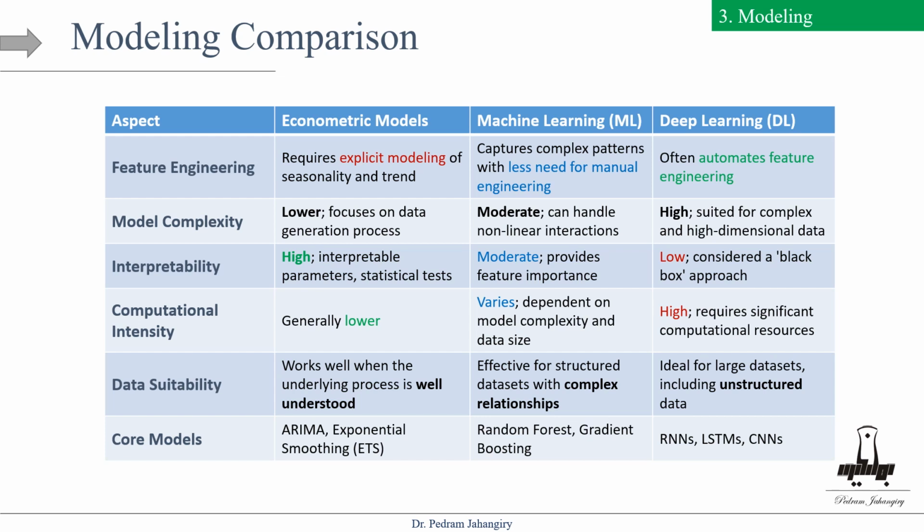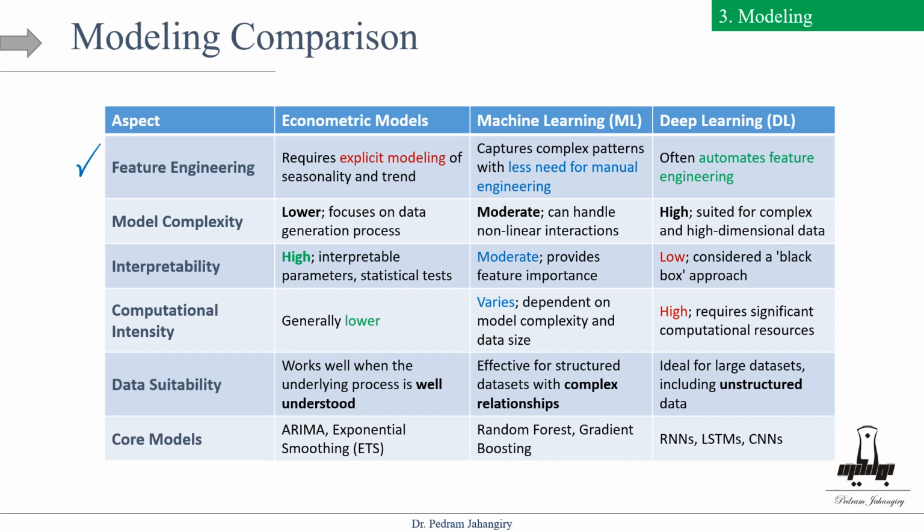So starting with feature engineering. Econometric-based models, these are our classical time series models, right? The econometric models require explicit modeling of components. Remember, these are decomposition-based models, right? So you have to feature engineer those things from scratch.